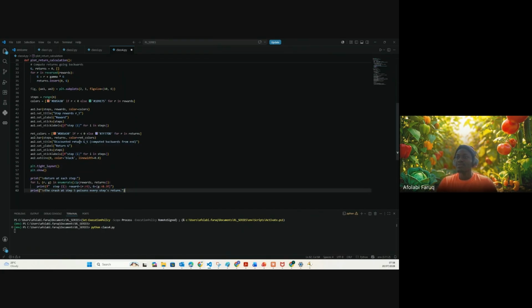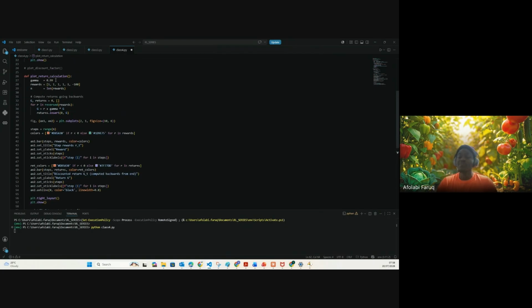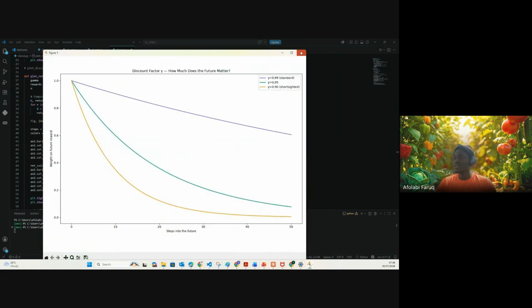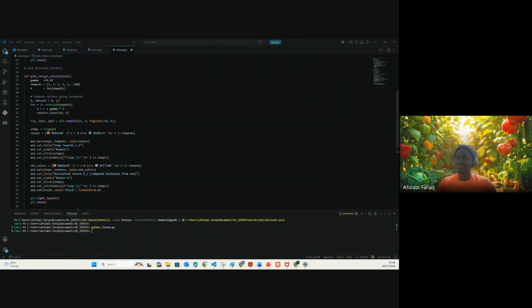So here we have the plot return calculation. You can see the gamma. We can agree from the previous graph that 0.99 is the best gamma that we can choose for this task.